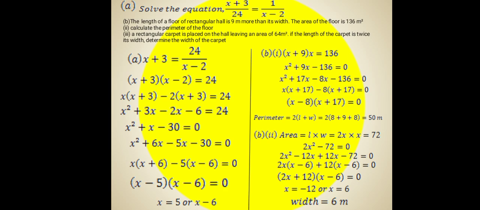This is because we are subtracting the area of 136 meters square minus the area that the carpet has left, that is 64 meters square, to get 72. Now we solve and we get our x is 6, and our x is the width, and we have been asked the width, so the width is 6 meters.